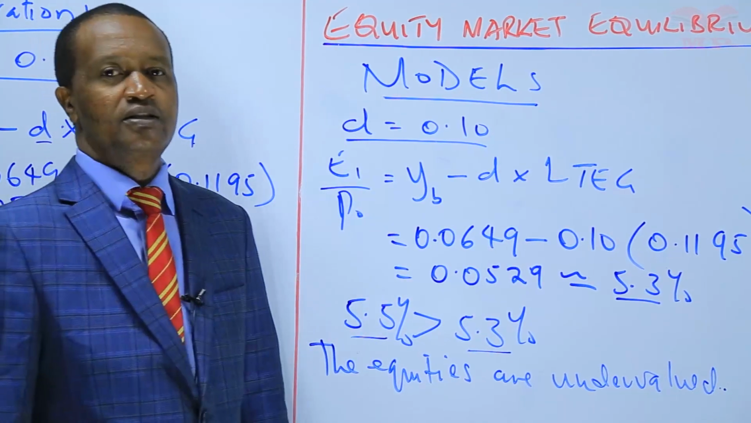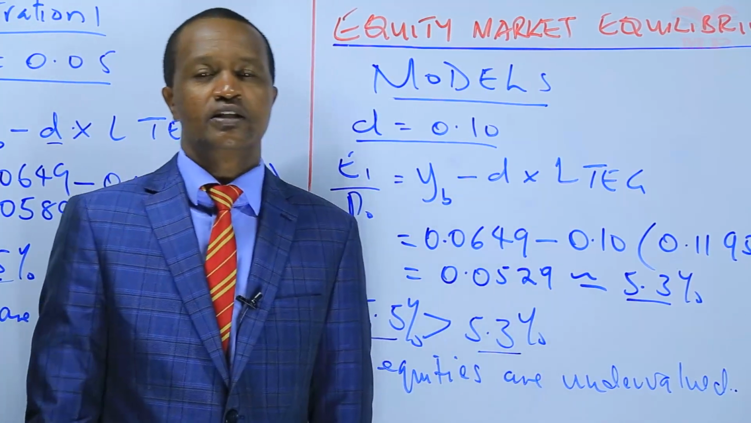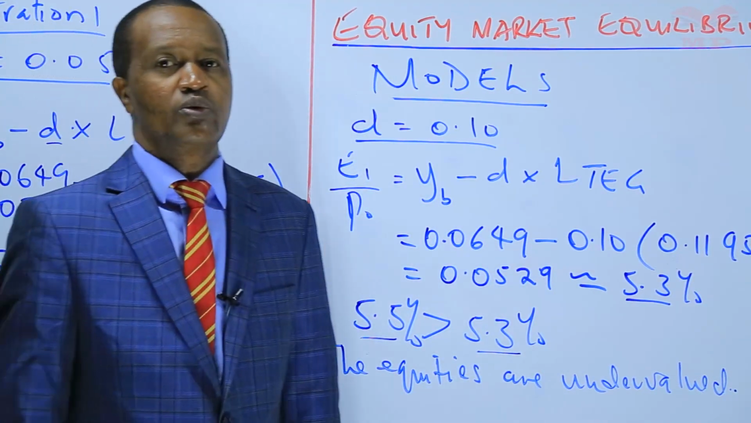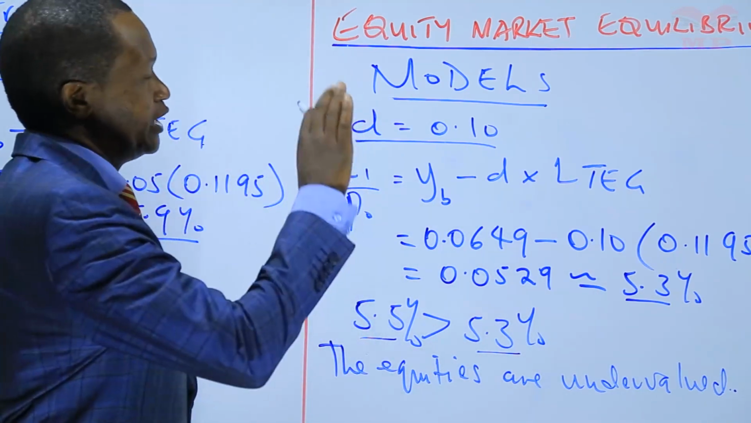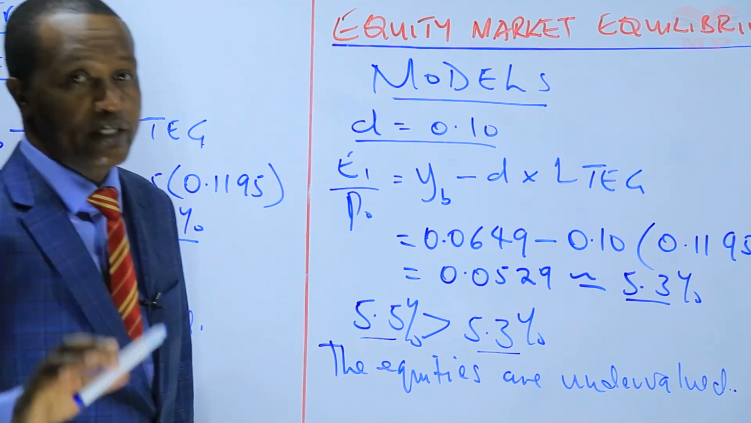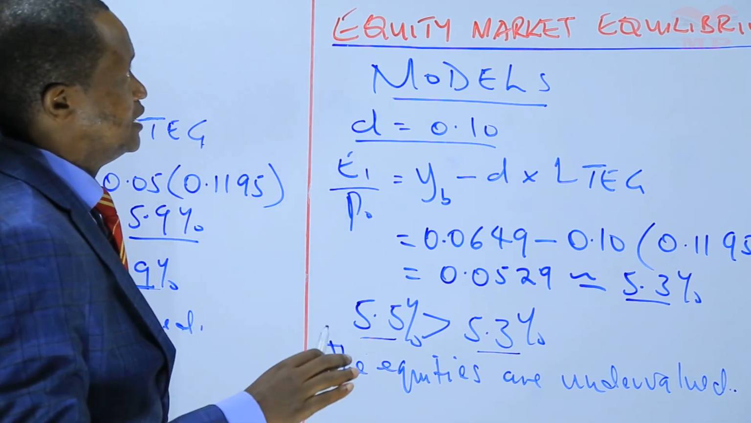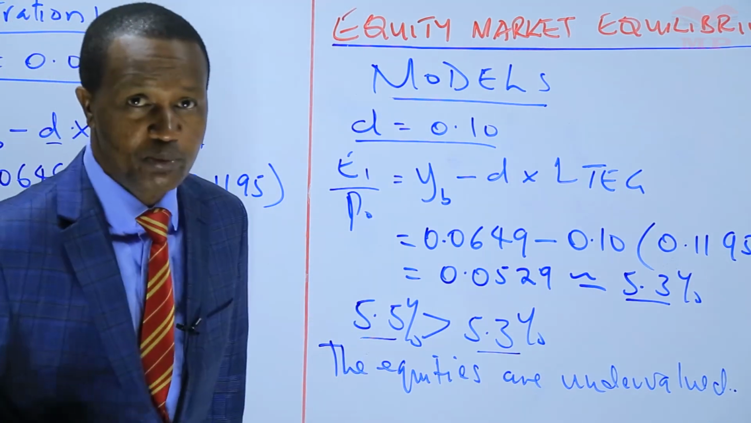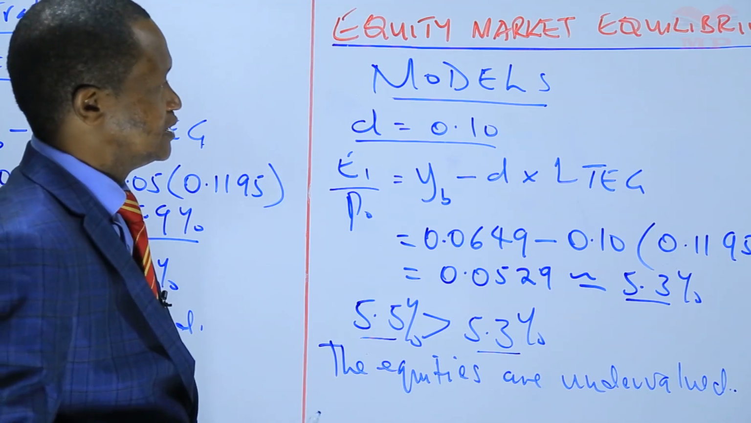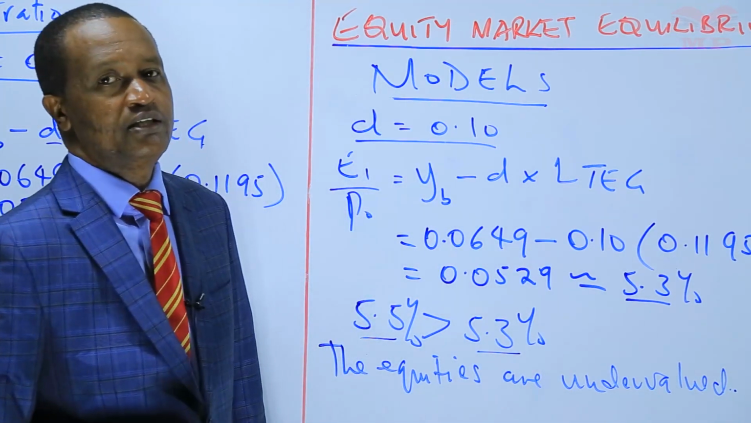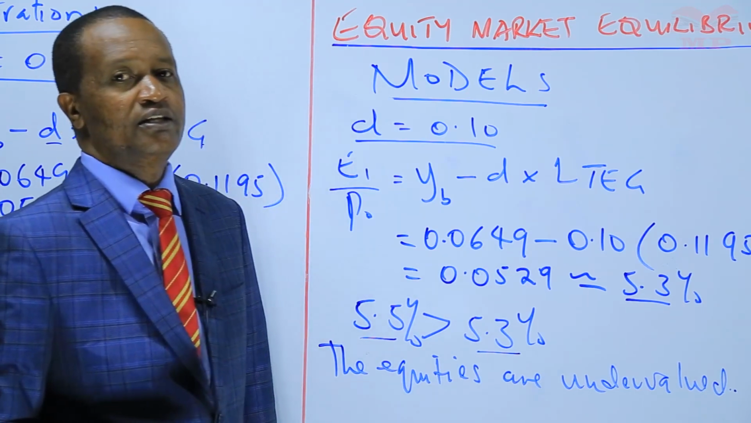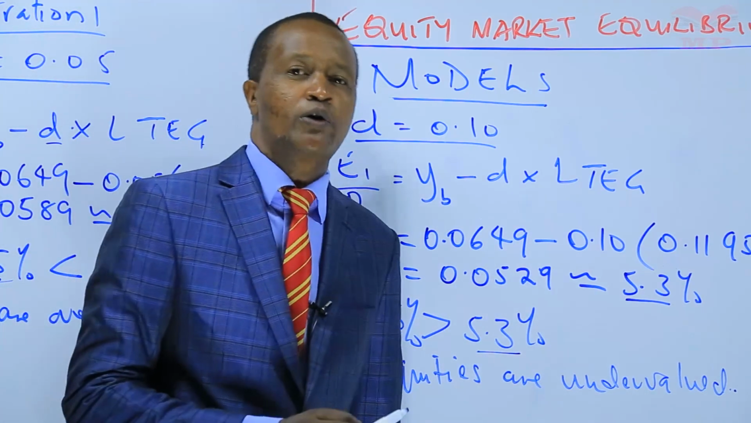And candidates, that effectively brings this lesson to a close, where we've discussed two equity market equilibrium models. That is the Tobin's Q model. We've also done the Yardeni model. In our previous lesson, we covered the Greenwald-Kroner model.